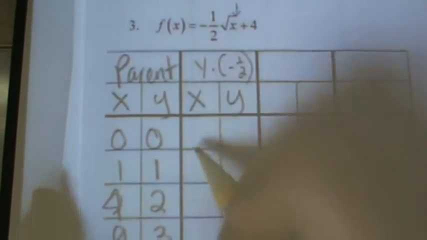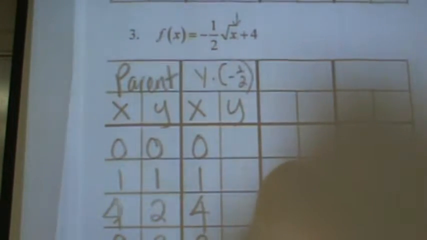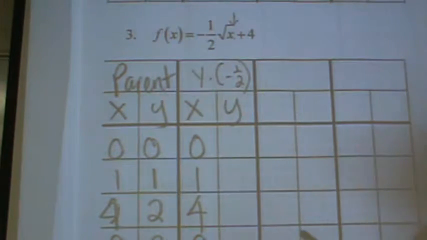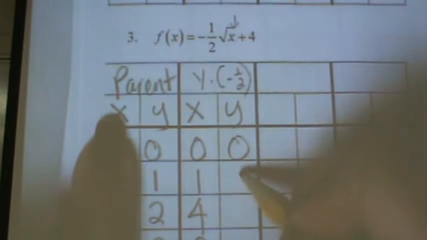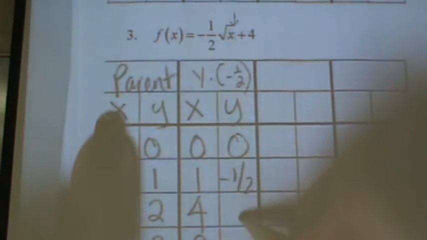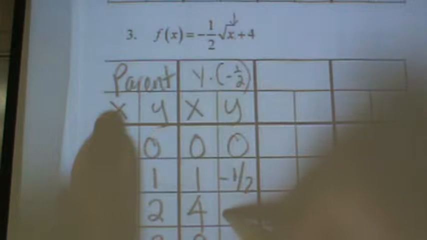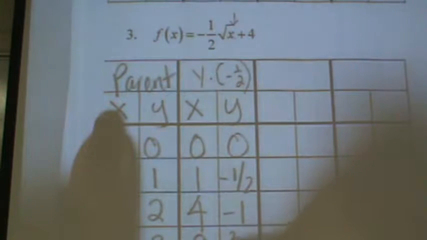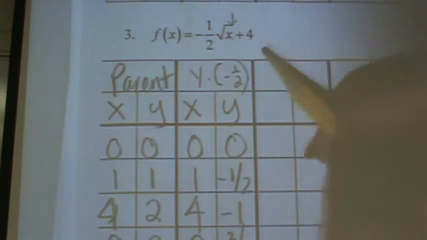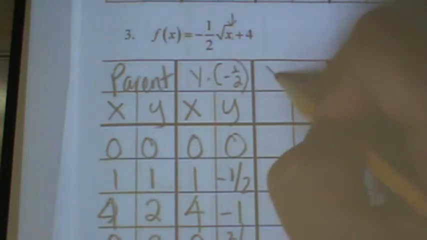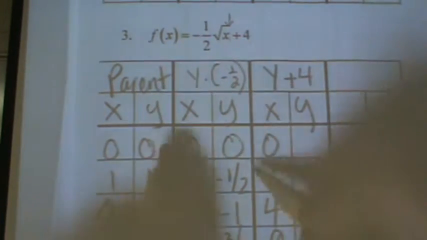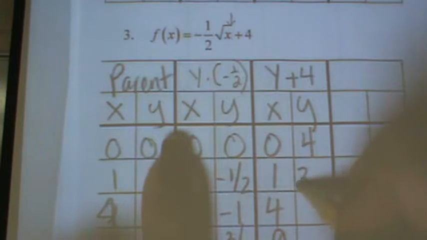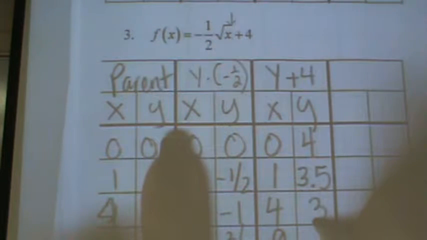What do you get when you multiply? Let's do the 0, 1, 4, 9. So our x's are gonna stay the same. 0 for the first one, and then -1/2, negative 1, and then -1.5. Good. And then what are you gonna do here? Add 4, what do you get? Add 4 to these. 4, 3.5, 3, 2.5. Good job.